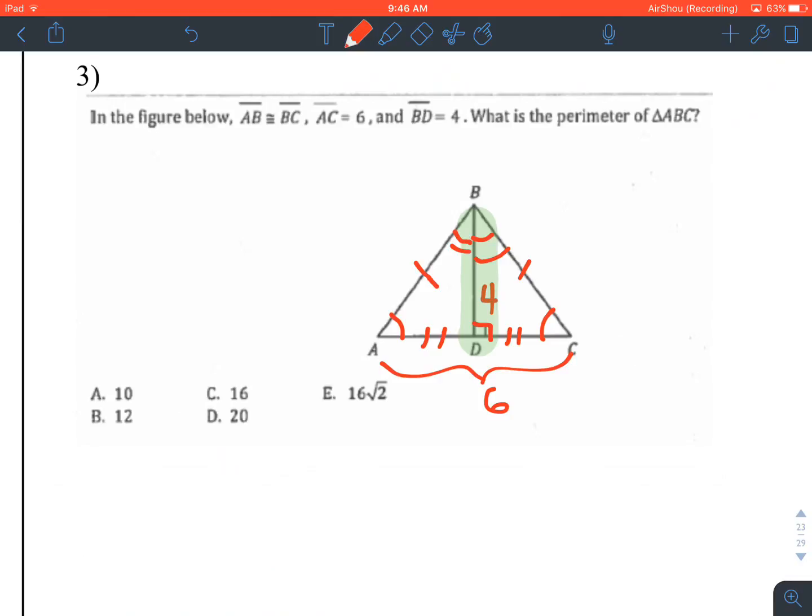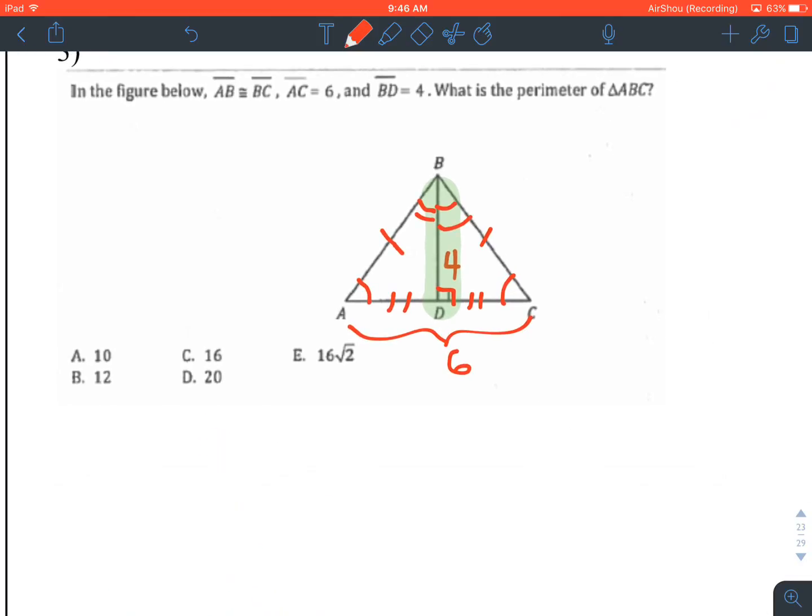So what that means is this triangle that we see right here, I'm going to redraw it. If this whole bottom side is 6, then each half has to be 3. So this is 3 here and 3 here. Well, without doing much work, this is a 3, 4, 5 right triangle.